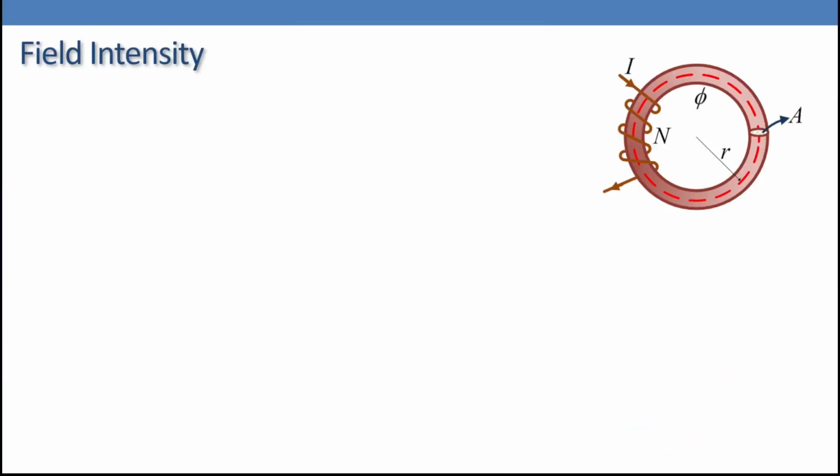We are still in the same magnetic circuit. We have here the flux phi in Weber, the perpendicular area A in meters square, the number of turns N, and the current injected to this coil I. So the radius of this one is R. We know the relation between flux density and the flux phi is B equals phi over A.